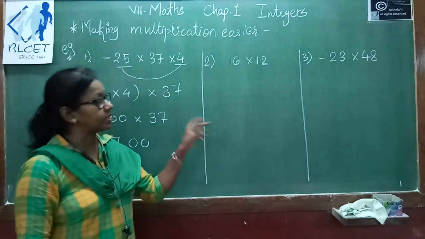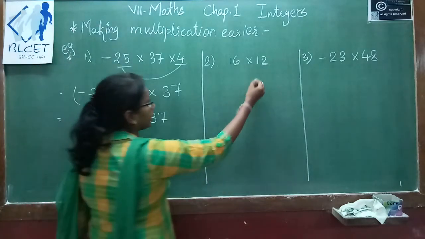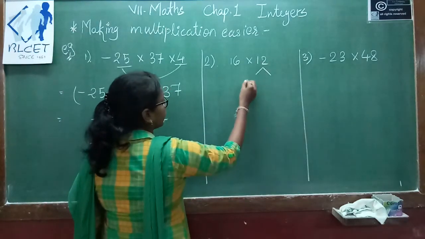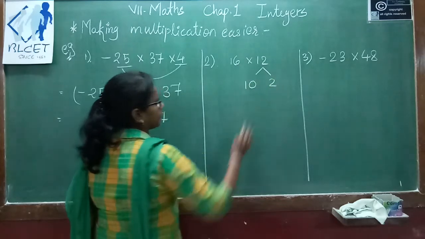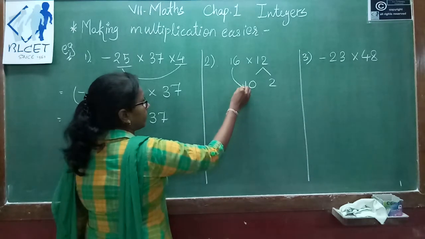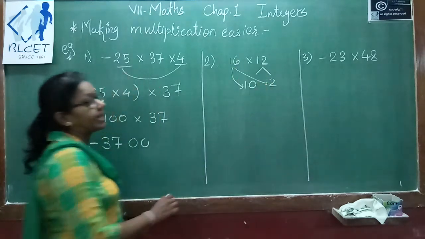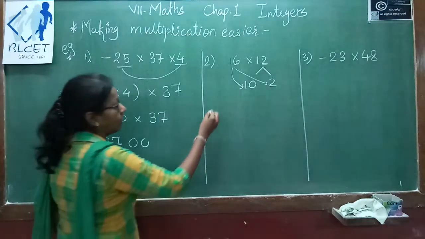Next we have 16 into 12. So how will you multiply this? We know that we can divide 12 into 2 terms, 10 and 2. So it's very easy to multiply 16 with 10 and 16 with 2. Then directly we do the addition. So how do we do this?